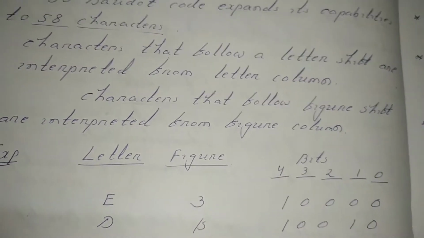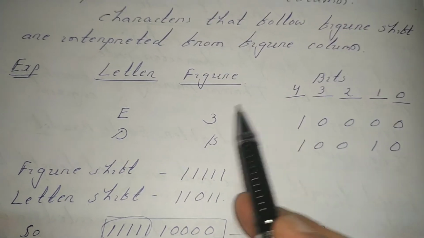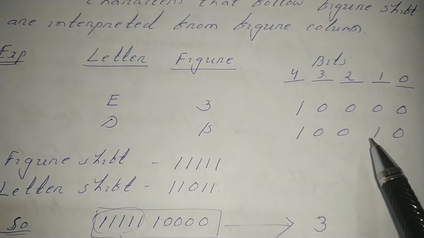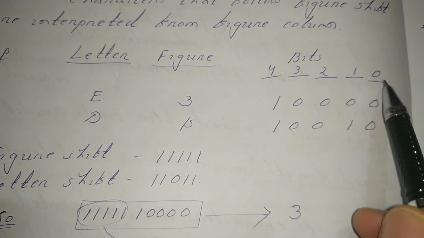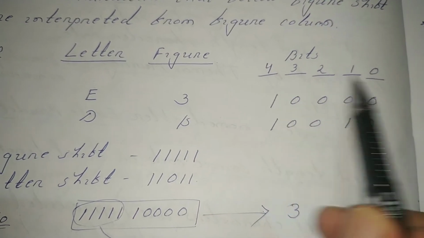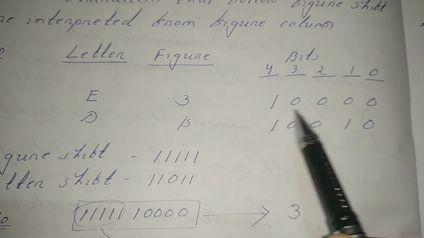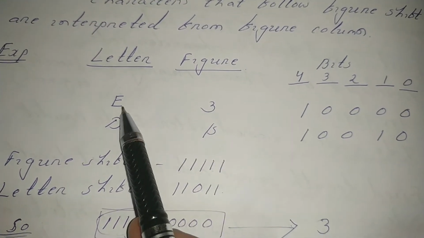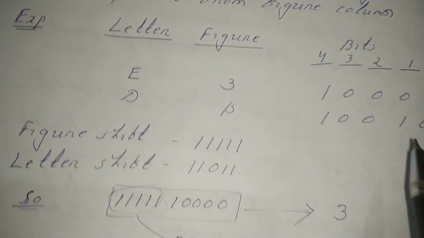To understand what the letter shift and figure shift are, see this example: this one is the letter column, this one is the figure column. The detailed list of the Baudot code is present in your book, which I have already given you, so you can check that. See here, this is the bit column, with index numbers 0, 1, 2, 3, 4, and a total of 5 bits in the Baudot code. The same bit representation 1, 0, 0, 0, 0 is used to represent both the number 3 as well as the letter E. But how can you detect whether it represents the number 3 or E? See here.